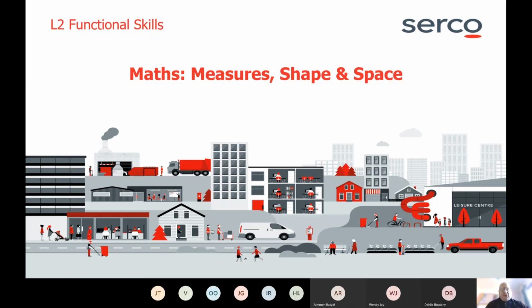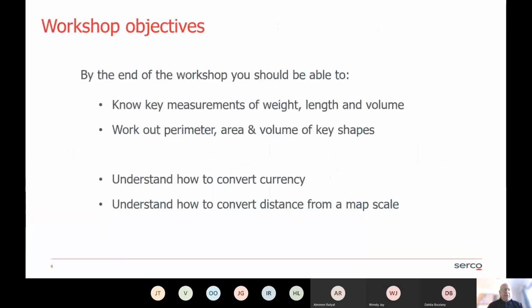So looking today at measures, shape and space, starting with shape and space. By the end of the workshop, we're going to talk about some key measurements of weight, length, volume. There are various other words you can use, but these are some of the key measurements you need to know. And we're going to look at the three main things that you're working out for three different shapes: the perimeter, area and volume, of three key shapes that could come up in the functional skills test.